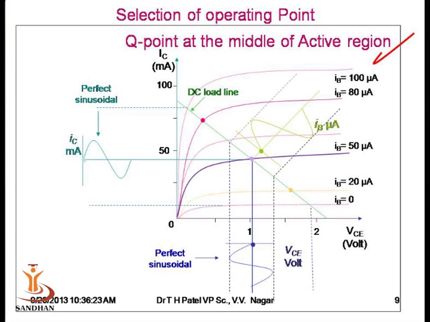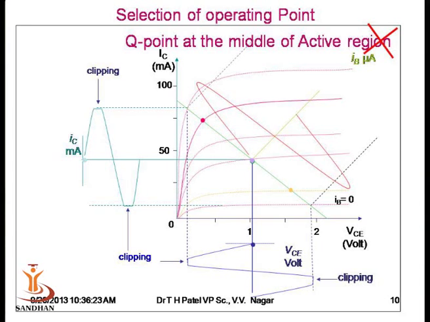We take the third and final case, that if the operating point is selected or established exactly at the center of the active region on the load line, let us see what happens. Okay, we have seen that if the operating point is at the center of the active region on the load line, we get a perfect sinusoidal output at the collector current as well as at the collector voltage also. So both collector current and collector voltage are perfect sinusoidal. In this way, we can see that we have a proper amplification. This is how we can select an operating point.